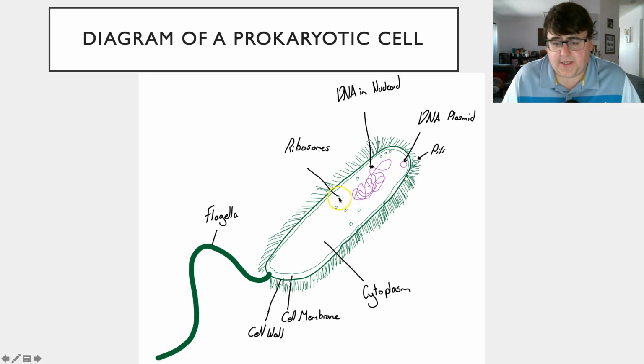We have our ribosomes here. We have our DNA plasmid, which is our circular section of DNA that's not part of the chromosomes. And we have our DNA inside our nucleoid region. What's not drawn on this diagram is the capsule, but the capsule would just be outside the entire body of the cell.